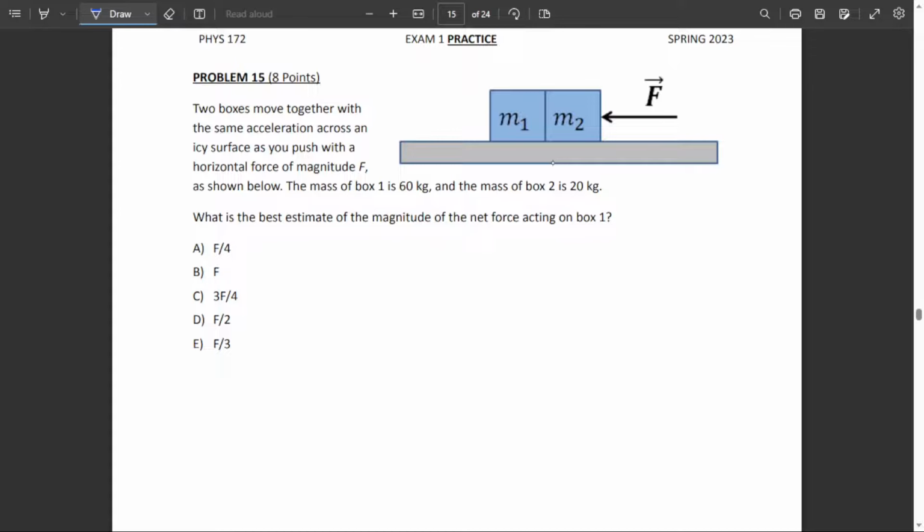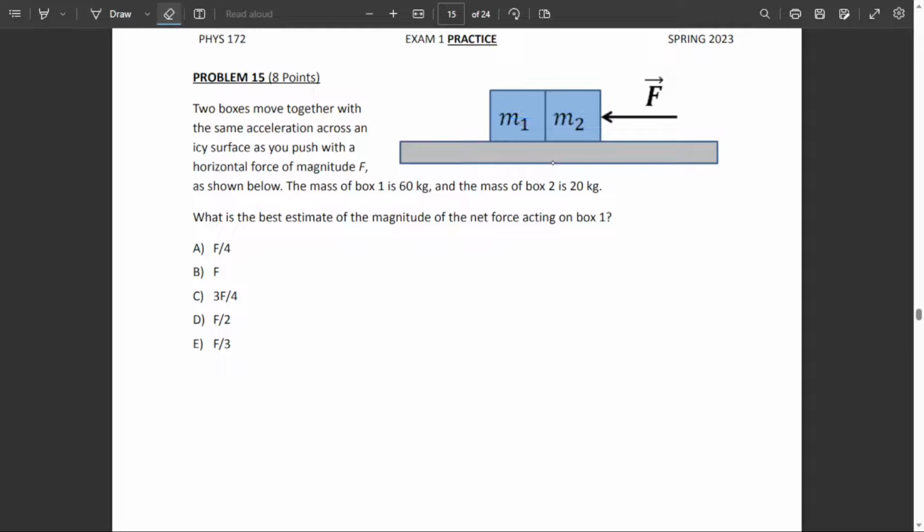Alright, so looking at this question, what is happening is we have these two boxes, and they're both being accelerated by this force F. And so you can think of it as like both of these boxes are using some amount of F. Box 1 is using a little bit of F, and box 2 is using a little bit of F. And both of the amounts they use are to accelerate them.